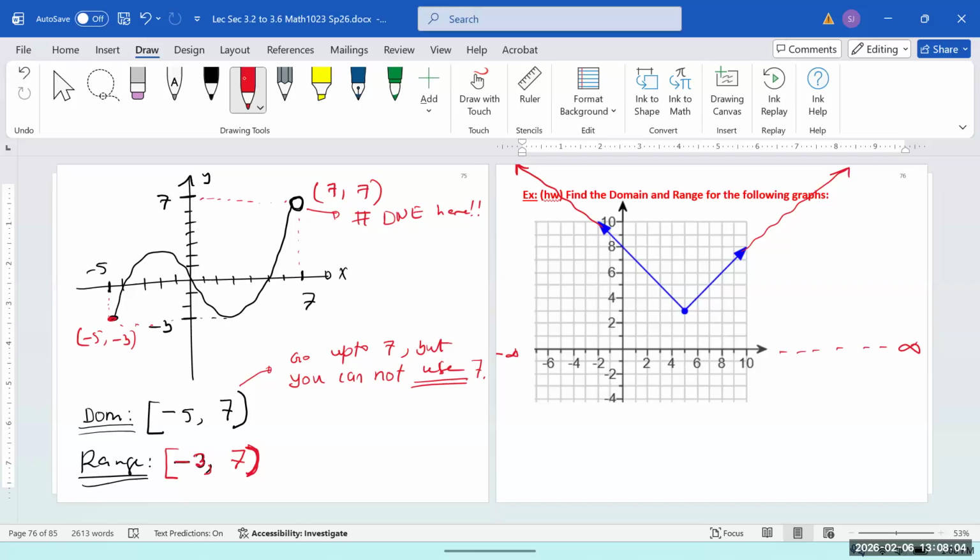So what is your domain? Negative infinity to positive infinity. Domain means what x value you can point out here. So you can point out x value 5, x value 0, x value maybe 50, and then keep going on and on and on. So you can point out until negative infinity.